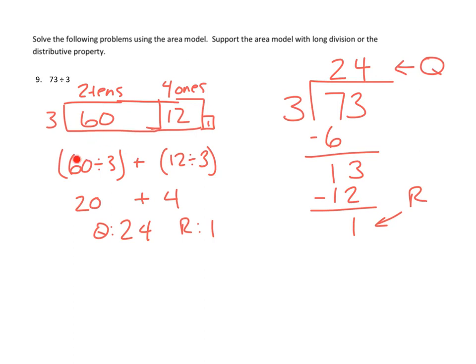You'll note here that when we use the area model over here on the left-hand side, we end up using the distributive property of division, which is to say we break up each of the pieces of 73, 60, 12, and 1, and we divide them separately. So instead of taking 73 divided by 3, we can take 60 divided by 3 plus 12 divided by 3, and actually plus the 1 divided by 3, which is our remainder over here. So we're using the distributive property here when we use the area model.